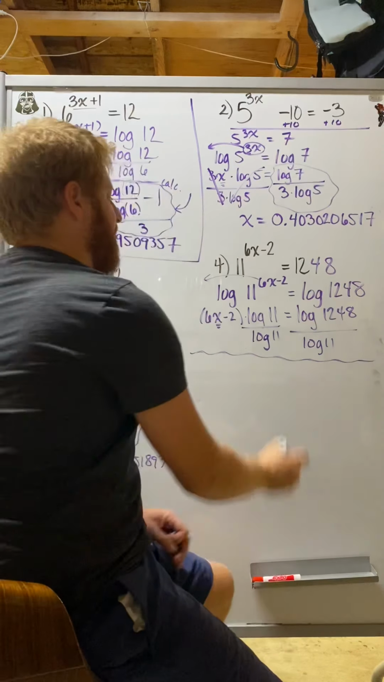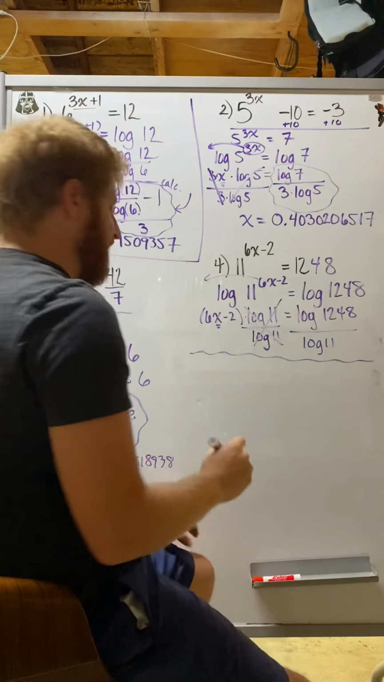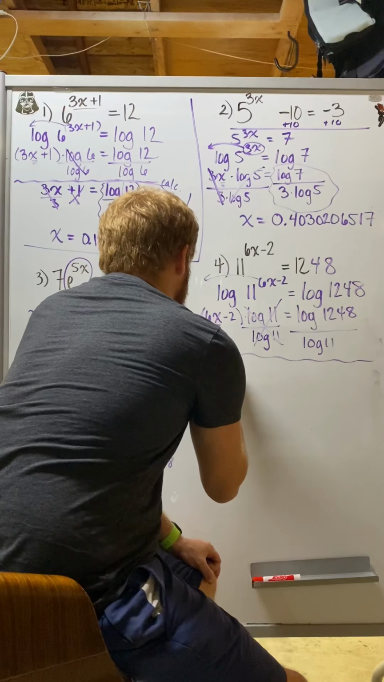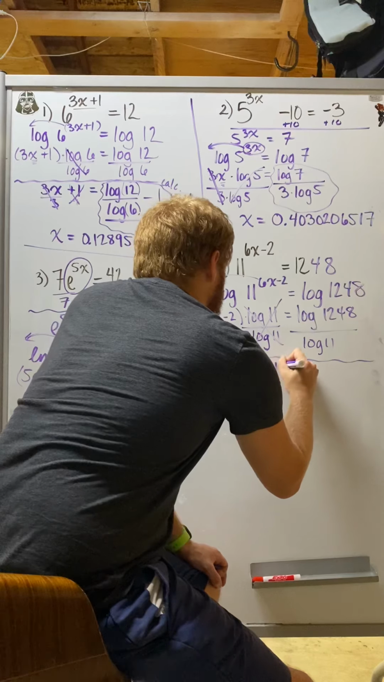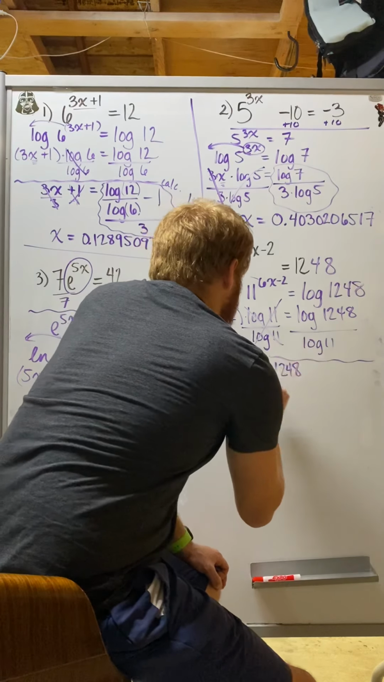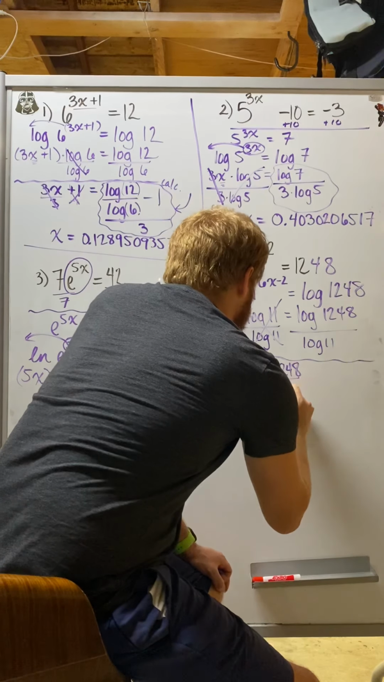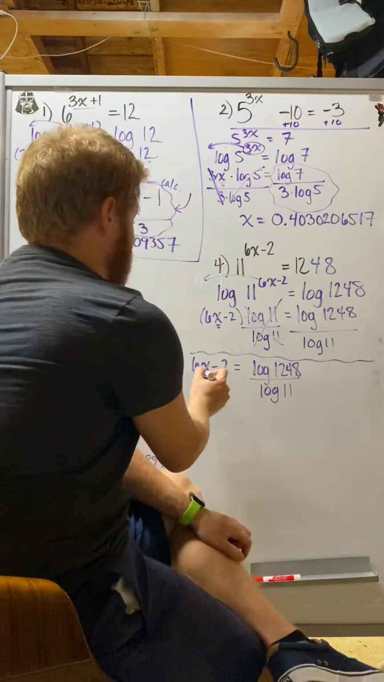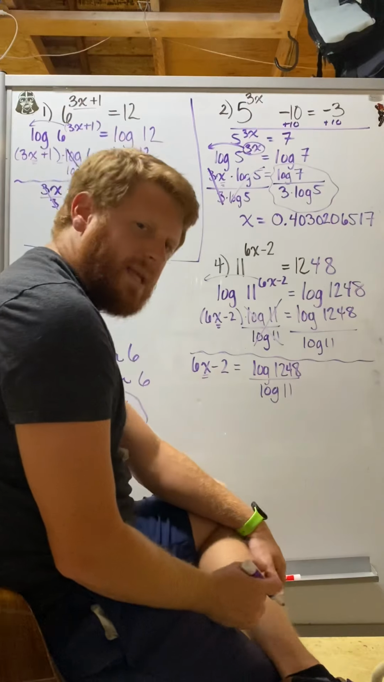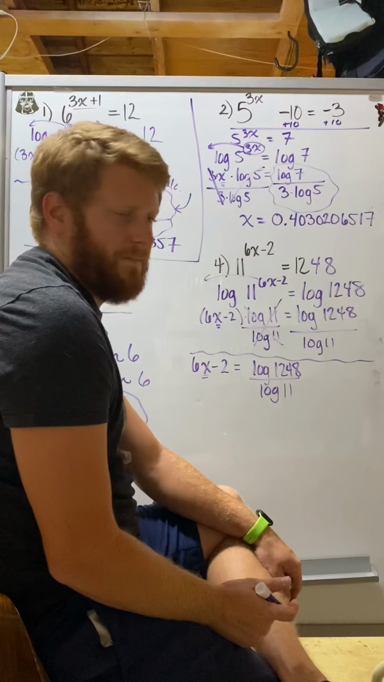That'll cancel out my log base 11. I'm going to have 6x minus 2 is equal to this crazy stuff over here, log of 1248 divided by log of 11. Now I'm just getting this x by itself. That's all that I'm doing. How do I do that?